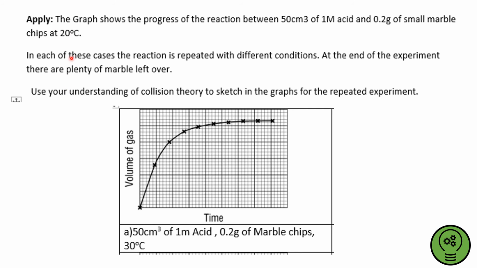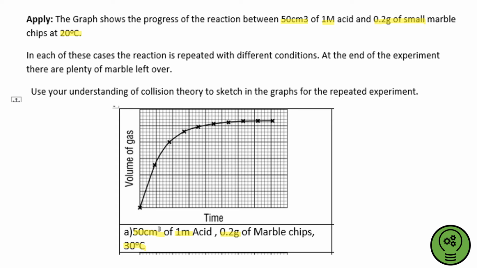Okay, so I've got the first bit at the top here that we've just done. Let's just re-highlight. So I've got 50 centimetres cubed, that's the volume, concentration 1 molar, 0.2 grams of small marble chips, and 20 degrees. And then I'm comparing it here. So this time I've got 50 centimetres cubed of acid, that's the same, 1 molar, that's the same, 0.2 grams of marble chips, that's the same. It doesn't say whether they're small or large, so we'll assume the same, at 30 degrees.